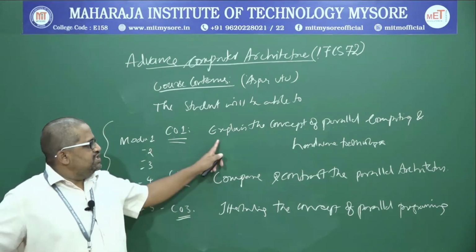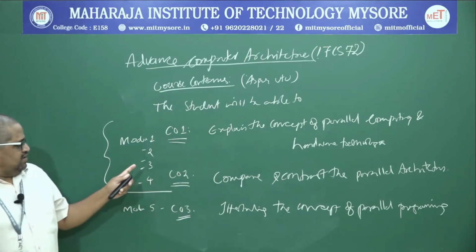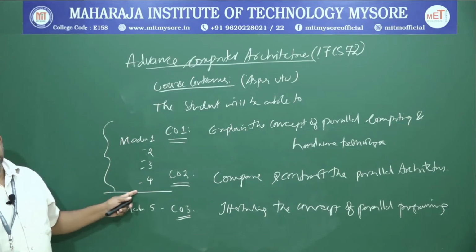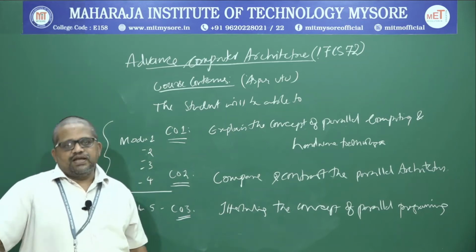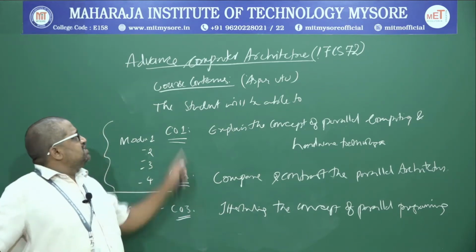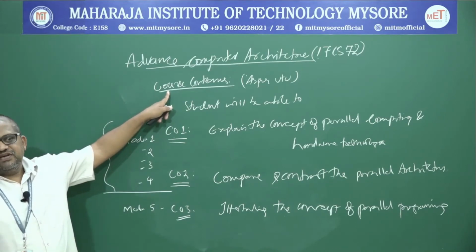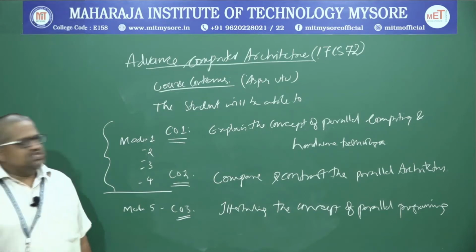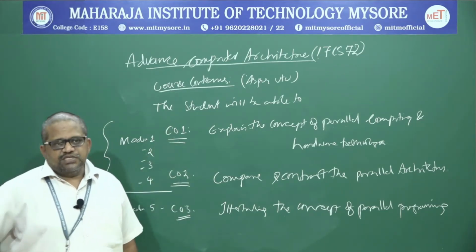Now, that is going to be looked into in this first module, and then the memory, processors, all are going to be studied in the 2, 3 and 4 modules, and in the fifth module you are going to look into the concept of parallel programming. Now, this is what your course promises you. At the end of the course, you will be able to learn these things. So, these are your course outcomes as per the VTU syllabus, right.